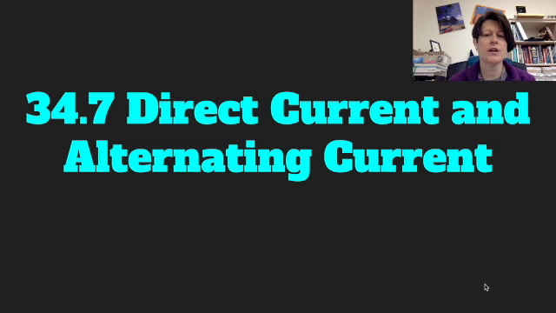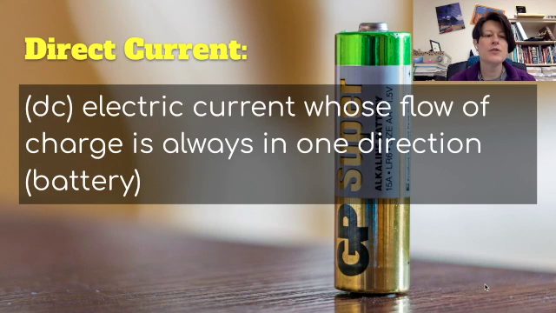So let's first talk about direct current and alternating current, what that means. Direct current is electric current whose flow of charge is always in one direction. This is the type of current that is produced in a battery as the electrons move from the negative end of the battery to the positive end.